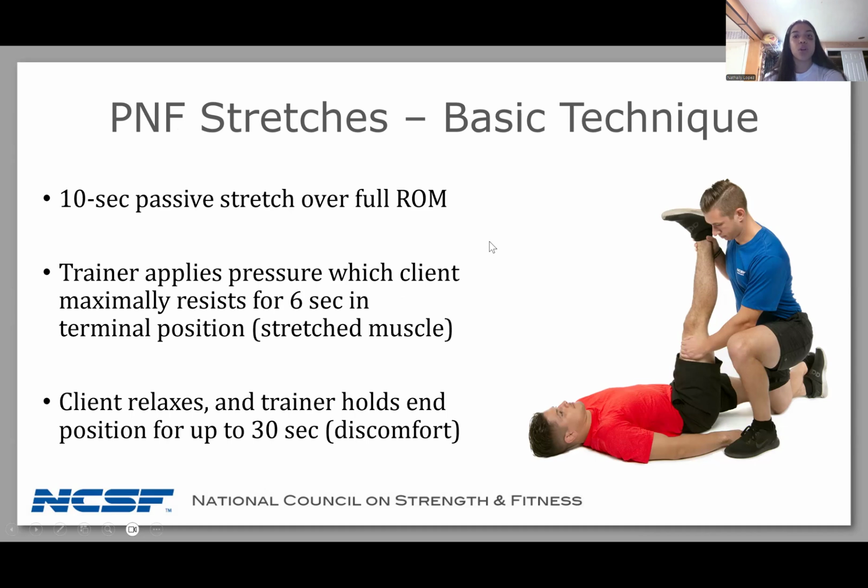You're going to go into the range of motion. So here he's helping him do the hamstring range of motion. And you're going to go into a 10-second passive stretch. After that, for 6 seconds, you're going to instruct the client to push and resist against you. After those 6 seconds, the client is going to relax. The trainer is going to keep holding that position for up to 30 seconds or until they feel discomfort. After they've pushed against you for those 6 seconds, you're going to feel that they have a little bit more range of motion to give after they've let go.